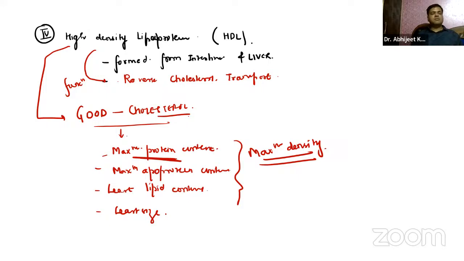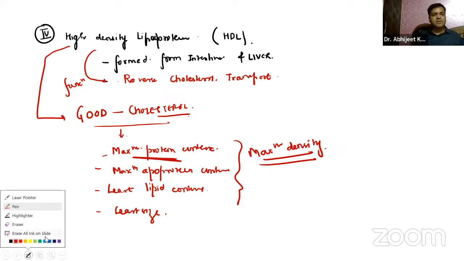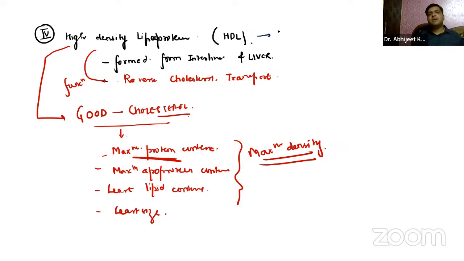So that is about this part. Or even if you want to know, this high density lipoprotein has the maximum phospholipid. This is also something which is asked. It has the maximum phospholipid, so that is something you have to remember. Again, it contains ApoE and ApoC2 also.